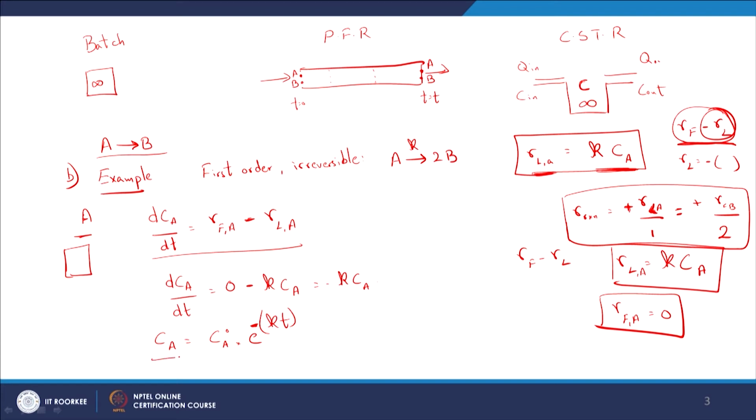So anyway, here we have the concentration of A. But let us say someone asks you how do I calculate the concentration of B. There are different ways, but an easier way would be to look at the stoichiometry. So we are going to look at applying stoichiometry, and we talked about this earlier.